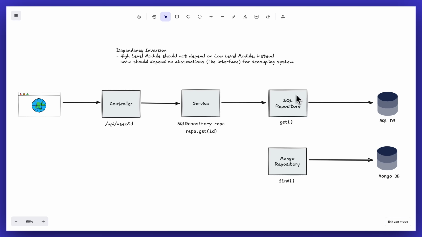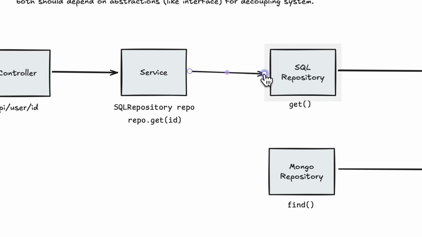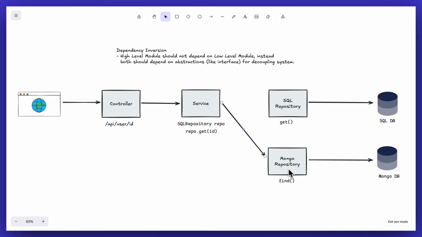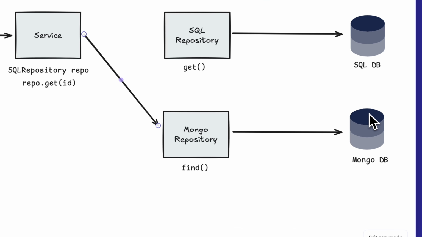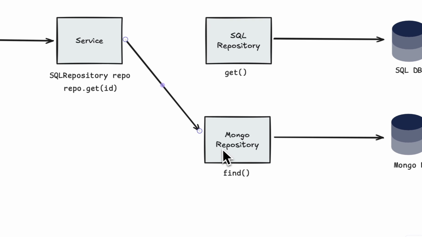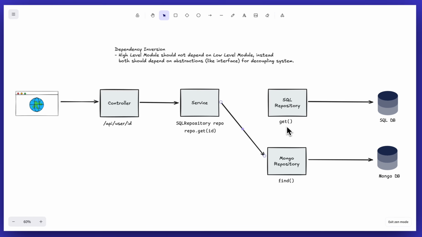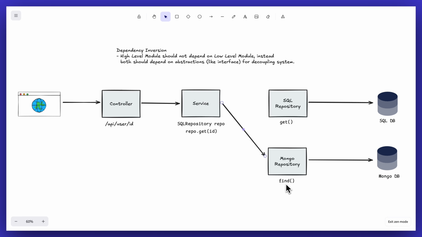But let's say I want to migrate from SQL DB to MongoDB. In that case, obviously I have to point my service layer to the Mongo repository, isn't it? But one thing to observe over here is, in order to fetch the user data from MongoDB, this Mongo repository is using the find function. It is not using the get function. So this is the first point.